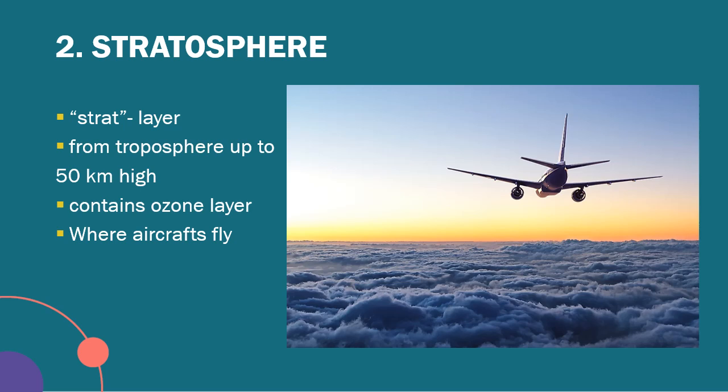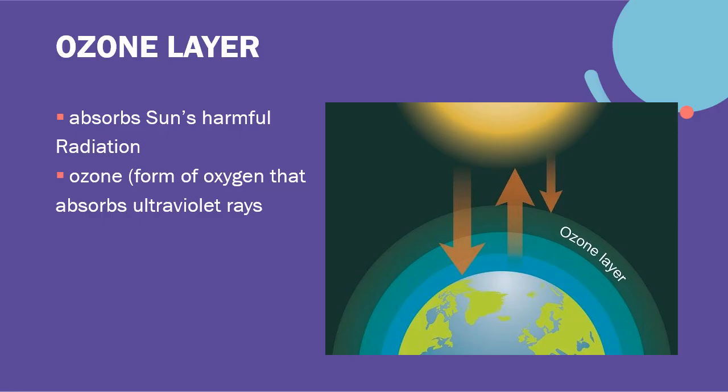The second layer of the atmosphere is the stratosphere. Strat means layer. The stratosphere is a layer of air that starts just above the troposphere and extends to about 50 kilometers high. It contains the ozone layer and is where aircrafts fly because it is more stable than the troposphere.